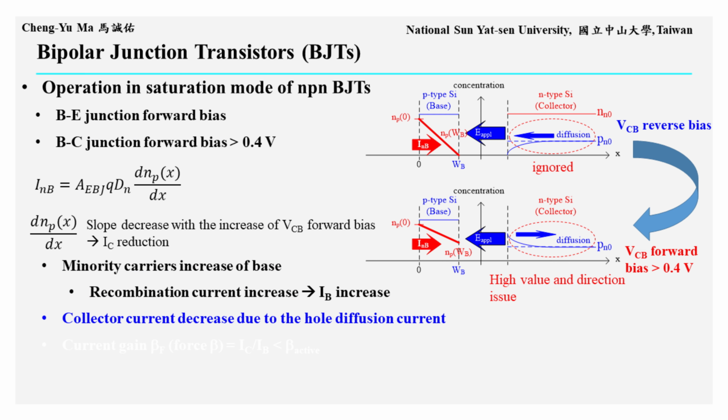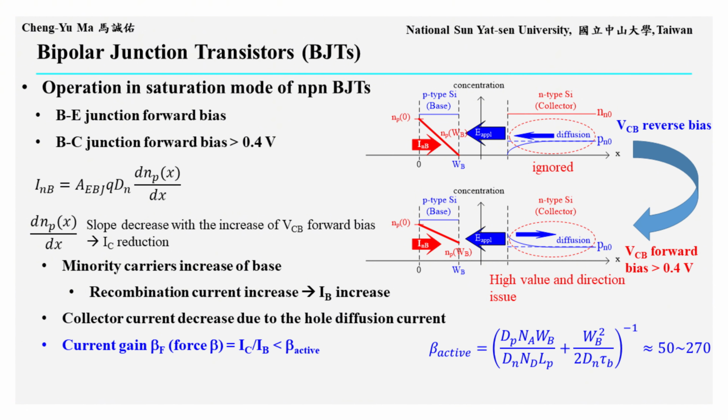In the collector region, the reverse bias hole diffusion current was originally so small that it could be ignored. Under forward bias, however, this hole diffusion current increases significantly. Its current direction is out of the collector terminal, opposite to the electron current injected from the base into the collector. Therefore, this increased hole diffusion current reduces the total collector current, IC. In summary, when a BJT operates in saturation mode, IB increases while IC decreases.